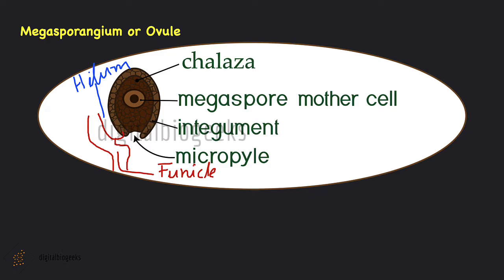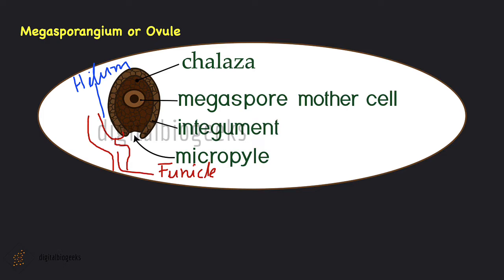The central part of the ovule is called the nucellus. It is a mass of cells. Located in the nucellus is the embryo sac or female gametophyte. Here you can see the megaspore mother cell. This megaspore mother cell develops into a megaspore, which in turn forms the embryo sac. That means the embryo sac is located in the nucellus. An ovule generally has a single embryo sac.